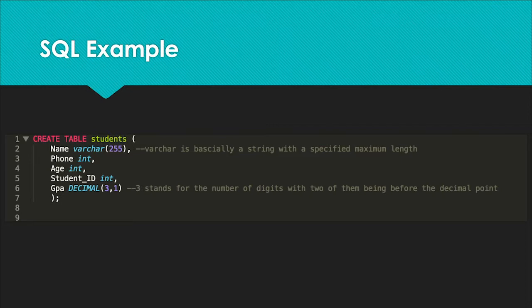And then the GPA, since this will be a decimal number, there'll be two different numbers on that. The first one, the 3, stands for how many digits are allowed in it. So there will be 3 digits. And then the 1 will be the number of digits before the decimal point. Because the GPA will be something like 3.54, 3.78. So 1 number, decimal, then 2 numbers. Even if it rounds off, it'll still be 3.00.